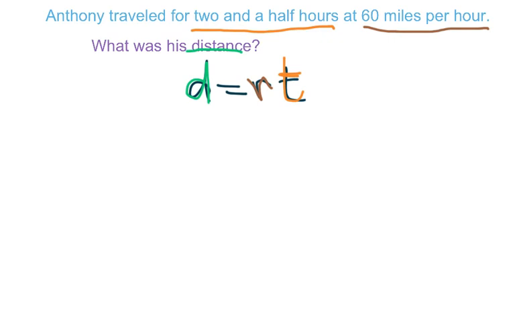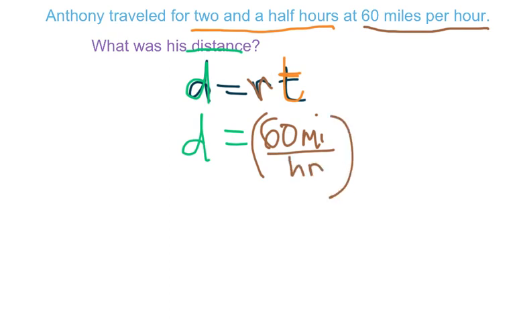And then I'm going to go ahead and plug in. So the D is remaining the same. The R that they gave me is 60 miles per hour, and that's a rate. So we're going to write that out, miles, and then we'll place that over hours instead of MPH or something like that. And then the T, they told me, is 2.5 hours.